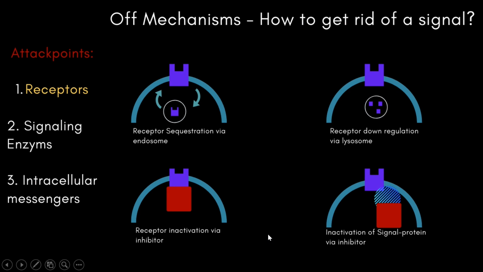Whenever a signal is induced, there comes a time when the cell is no longer in need of the signal, so we somehow have to turn it off again. And how can we do this? We have different attack points here. First of all, we have our receptors. We can reduce the amount of receptors available on the cell, for example, via sequestration or via lysosomes. And then again, we can inactivate our receptor with an inhibitor, or we can inhibit signal proteins.